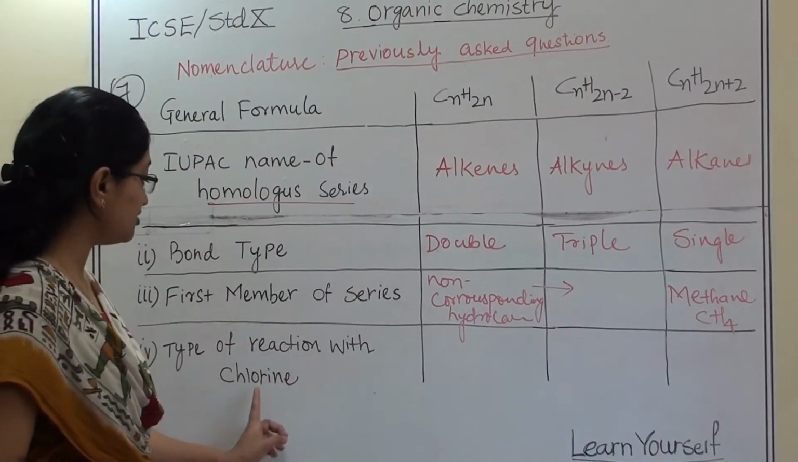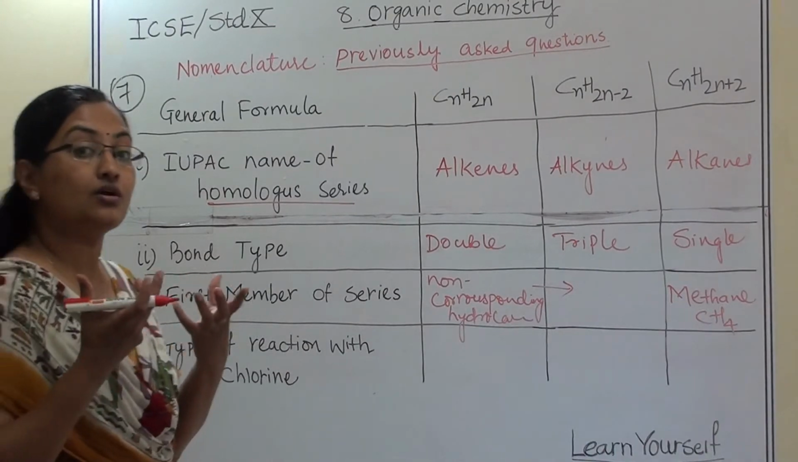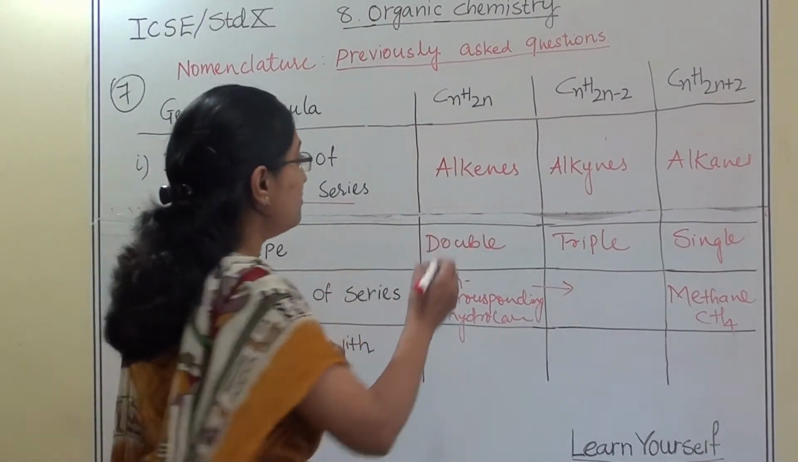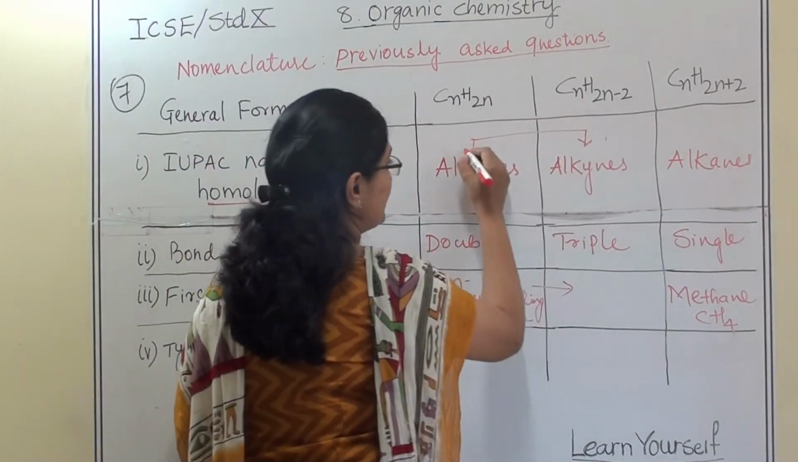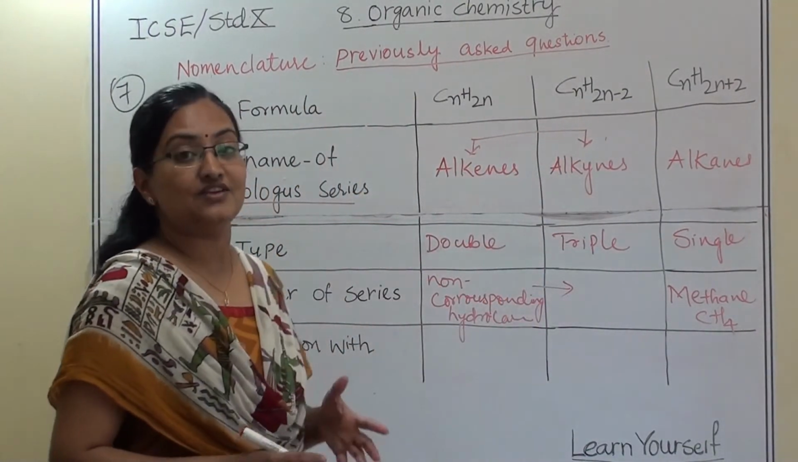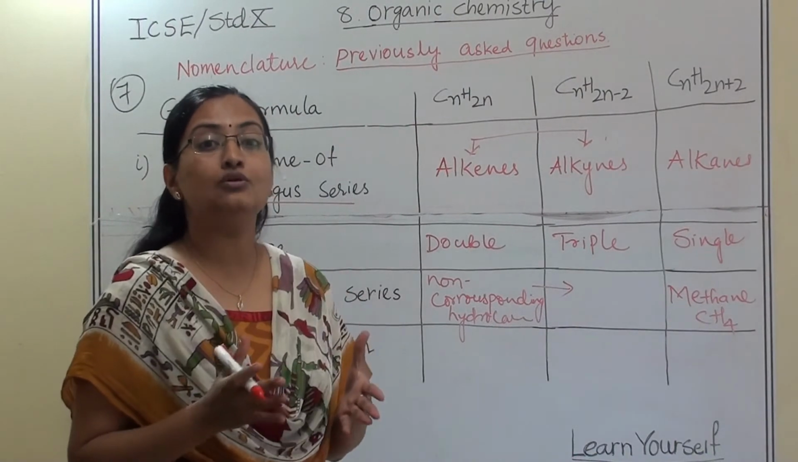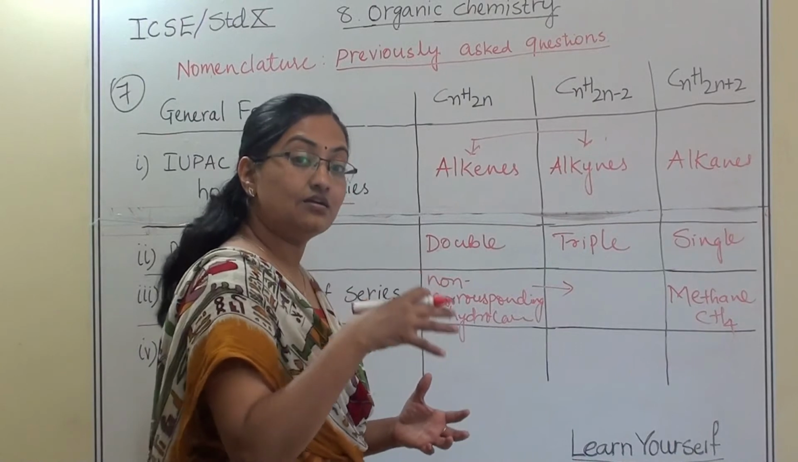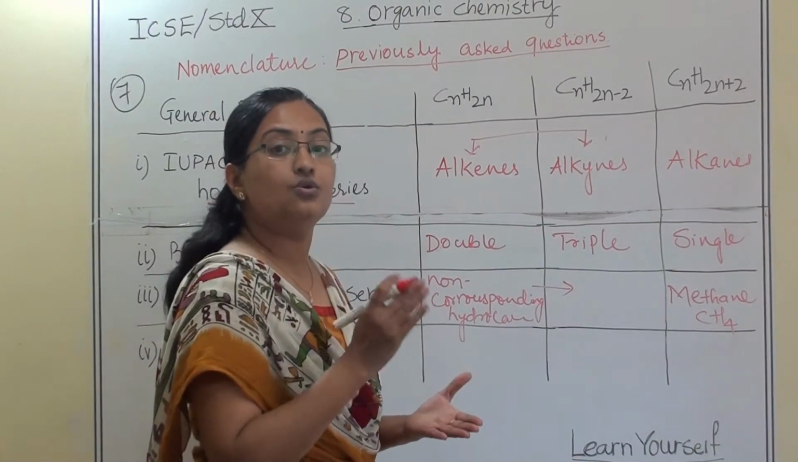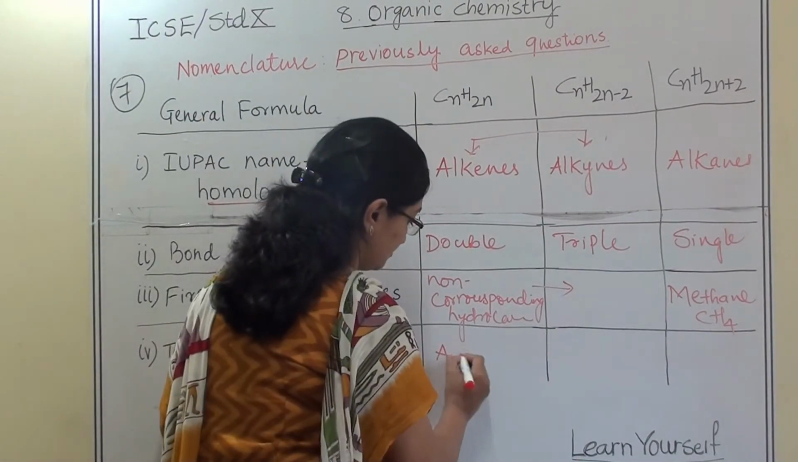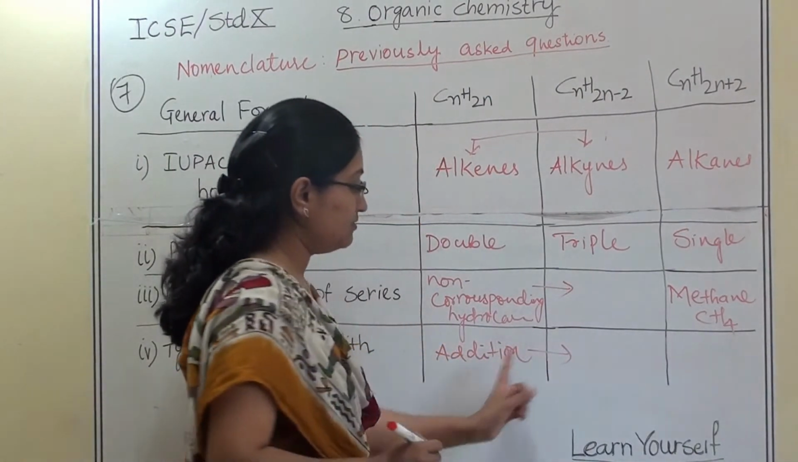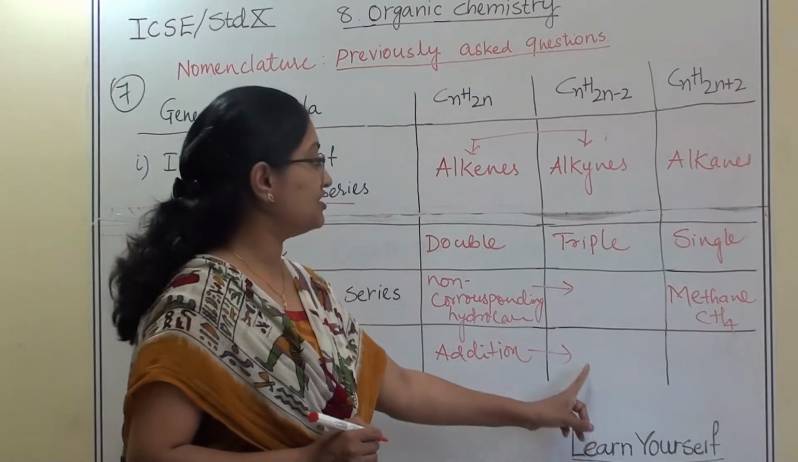Type of reaction with chlorine. When chlorine is reacting with any of the alkenes, now alkenes and alkynes both are unsaturated, so they both will go for addition reaction. Whenever we are adding chlorine, it always goes as an addition reaction. So alkene and alkyne both will go for addition reaction.